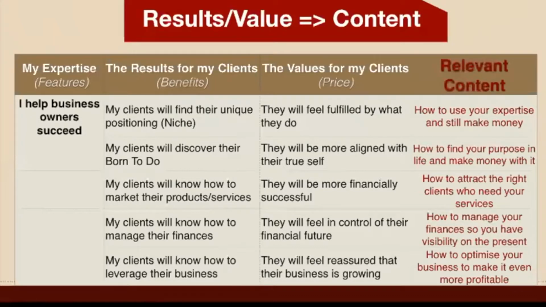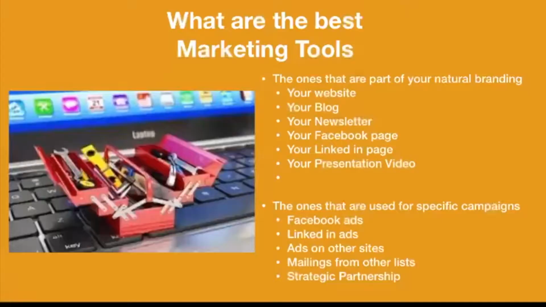Okay, so everything that you have here on this table is basically a list of blogs and articles. I can have campaigns that are exactly out of each of those expertise, each of those values translated into relevant content, and I can have blog articles that are written exactly on each of those values that I'm bringing to my clients. Now let's talk about the tools.